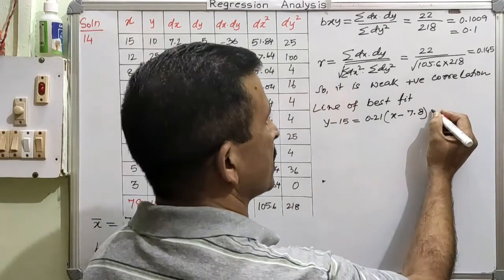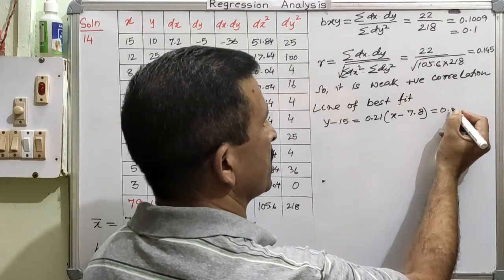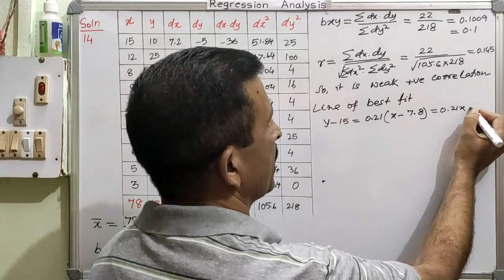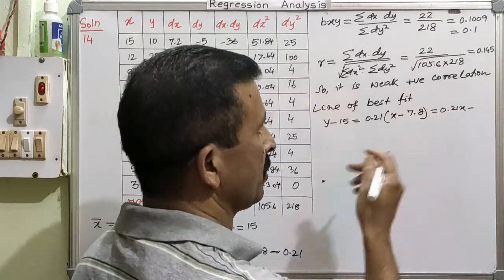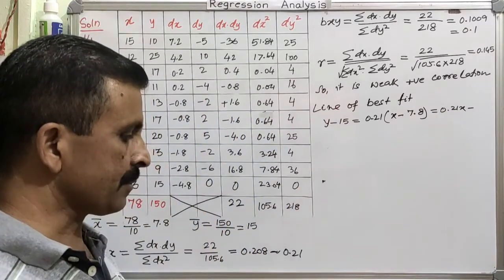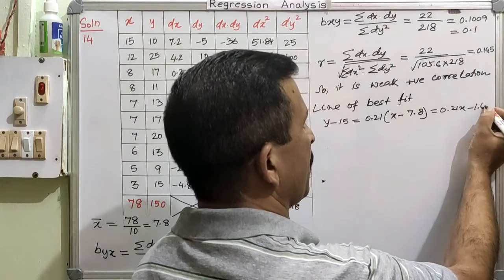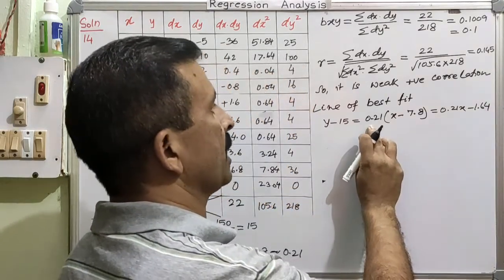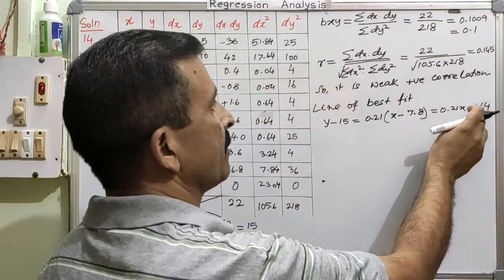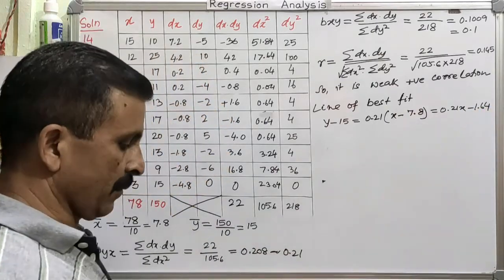So when you simplify the right hand side, it is coming as 0.21x, and this will become minus 0.21 into 7.8. This will come as equal to 1.64. My 0.21 into 7.8 will come 1.64.